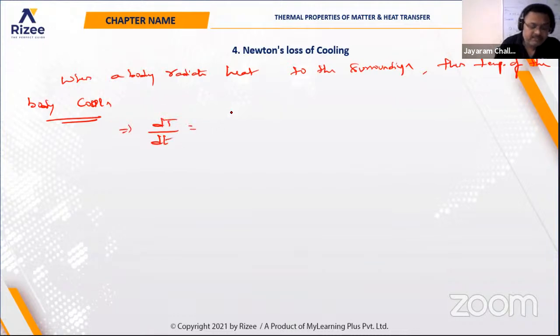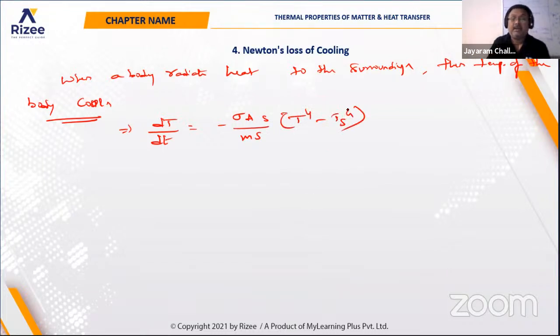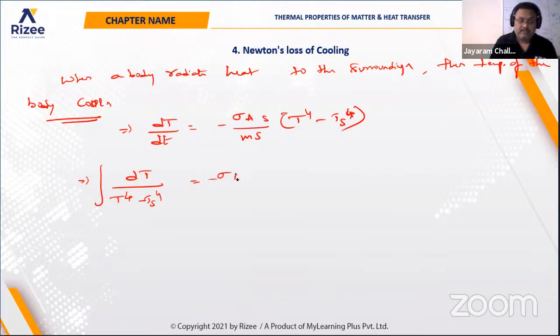that is the change in temperature, is equal to, since it is a decrease, minus eAσ by ms into T to the power of 4 minus Ts to the power of 4. From this, if I take it as dT by T to the power of 4 minus Ts to the power of 4 and integrate this, it is equal to minus σAe by ms integral of time, that is 0 to t seconds.